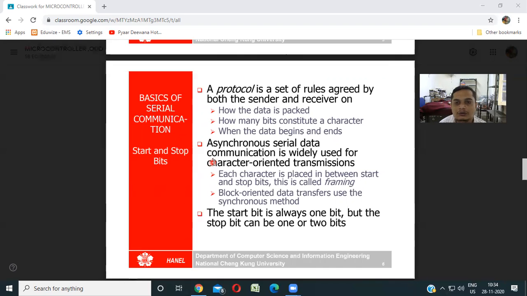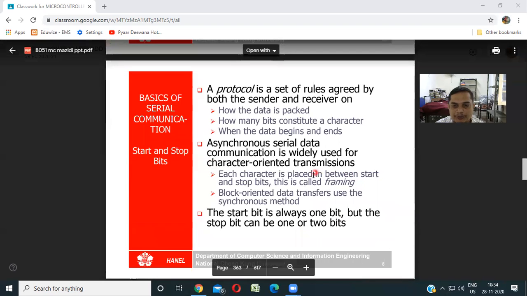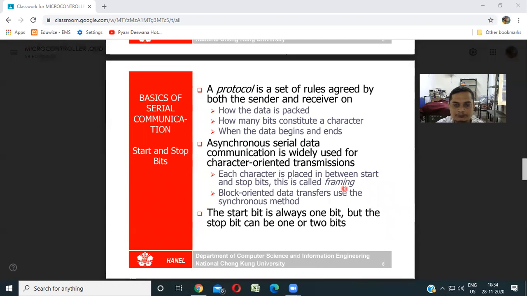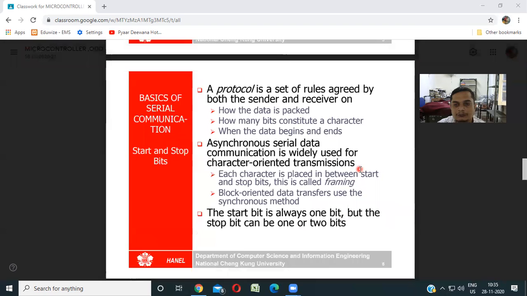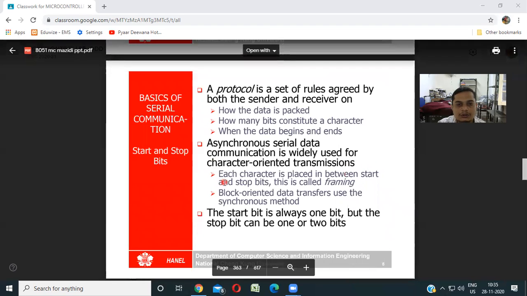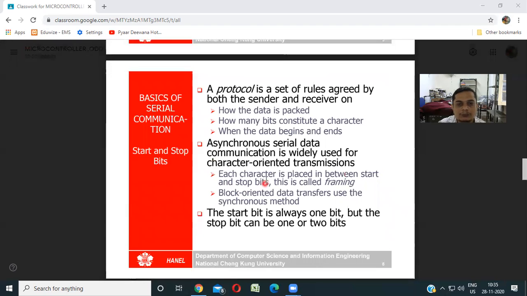When the bit is received, to avoid this, one of the techniques used is called framing. Here you can see the framing. Framing is nothing but how the bits are arranged, and we have to insert the start bit and the stop bit at the start and at the end. Means at the start of D0 we insert the start bit, and at the end of D7, we have to insert the stop bit.